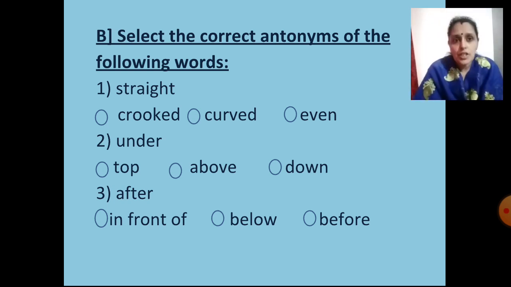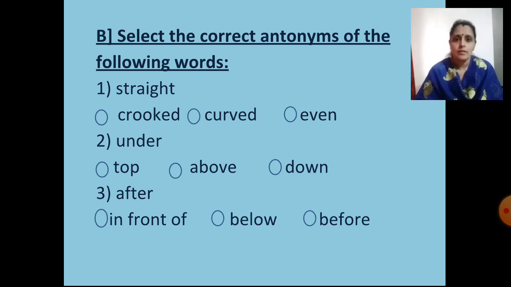Select the correct antonyms of the following words. Some words are given. Options have been given. Three answers are given for each word. We have to select the correct word by clicking on that word. Antonyms means opposites. So we are going to select the opposites of these words.